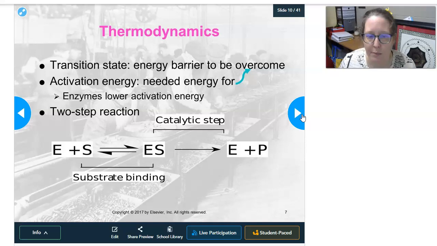Usually it's a 2-step reaction in which the first part is substrate binding, so the substrate has to bind onto the enzyme. And then once you have your enzyme-substrate complex, you have the enzymatic catalytic step where the product is made, and then the enzyme releases the product. So that's the second step.